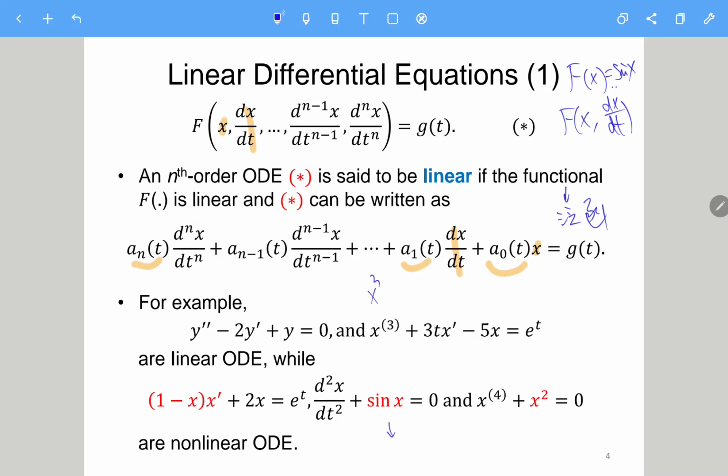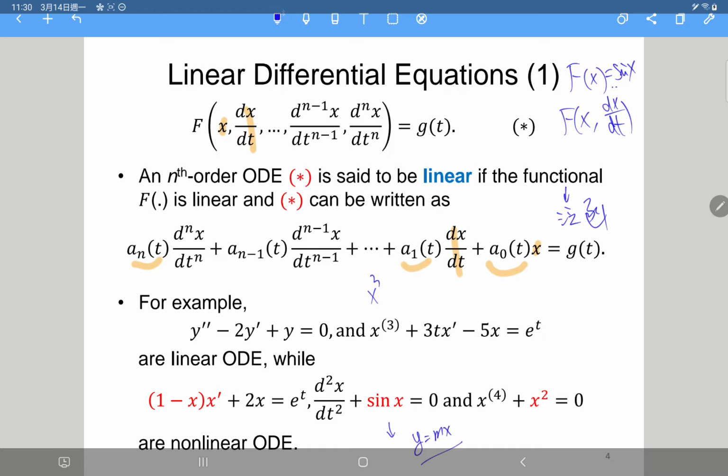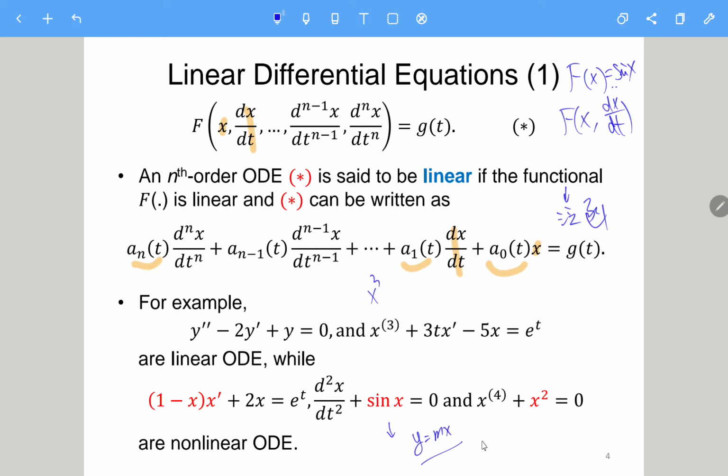The only linear function is y equals m times x. I'm not mentioning the plus b, because if it is plus b, you can just put it to the right side, so on the left side we only have the terms for x up to dnx dtn. Rather than this type of function, all the other functions are linear, you can say.